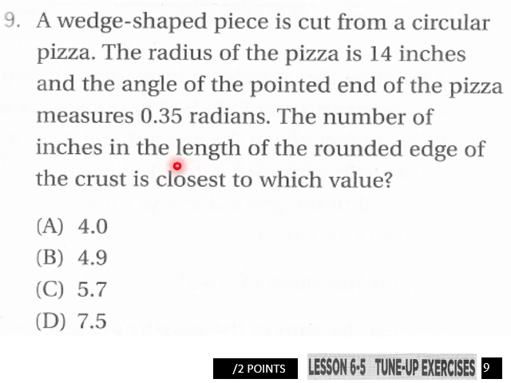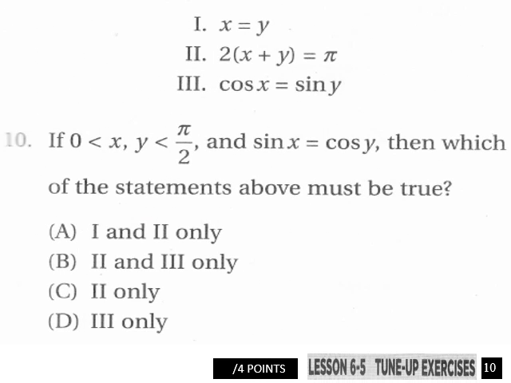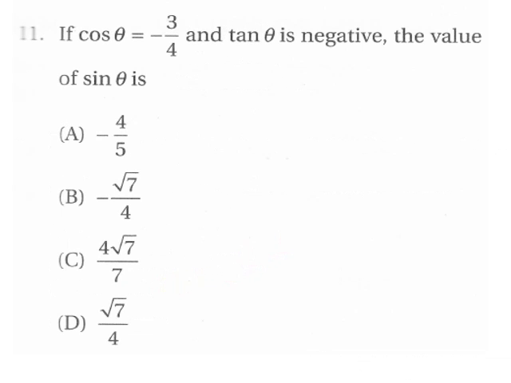Number nine: a wedge-shaped pizza. The number of inches in the length of the rounded edge of the crust is closest to which value here? At 0.35 radians. And then number 10, you have these situations up here. So you have three different premises to do this problem with, 1 and 2 only, and then your answer possibilities there. Okay, good.